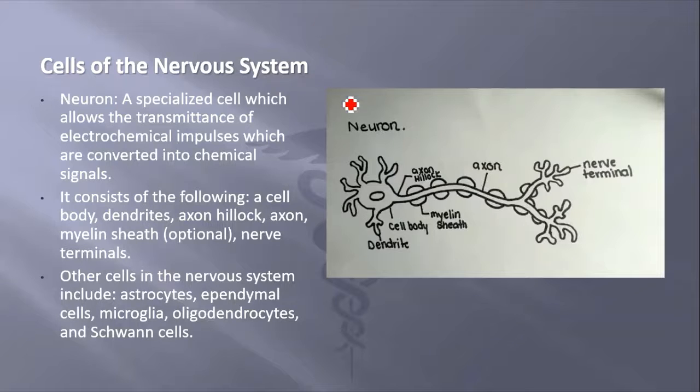Here, in the picture of the neuron, we see the cell body. The branches coming off the cell body are known as dendrites. And this long tubular structure is known as the axon. Between the cell body and the axon, we have an area called the axon hillock. Around the axon are little structures known as myelin sheath. And at the end of the axon, we have branches coming off which are known as nerve terminals.